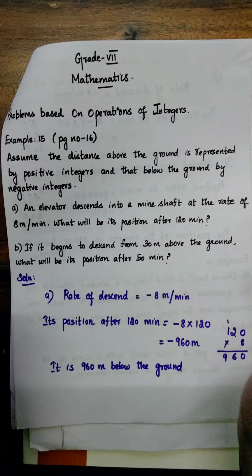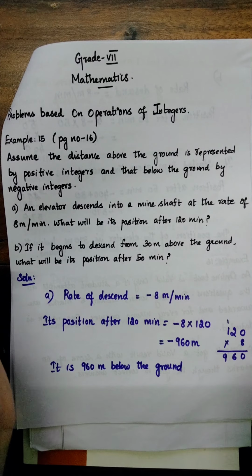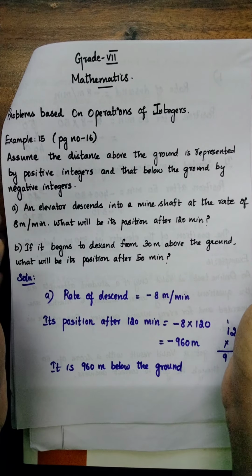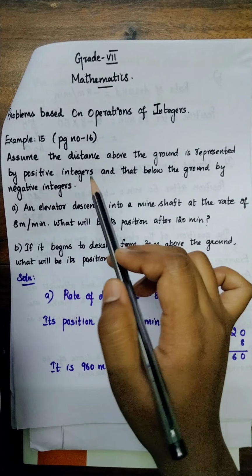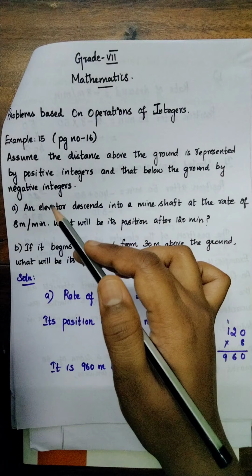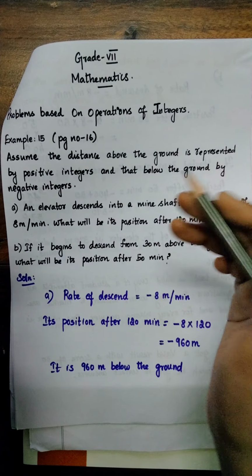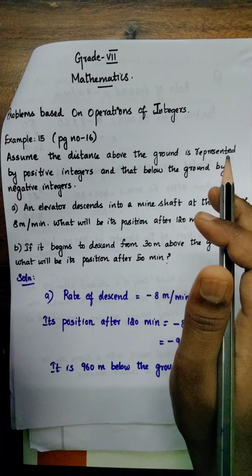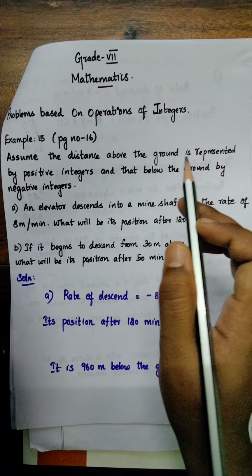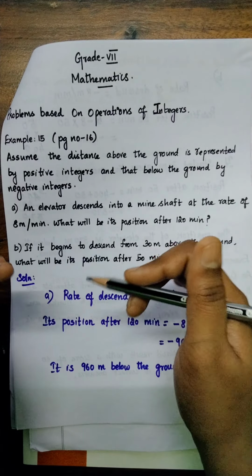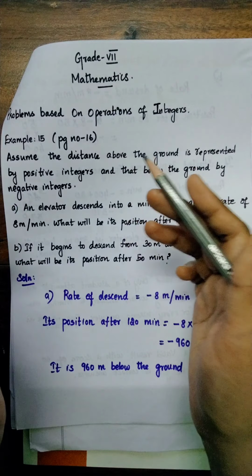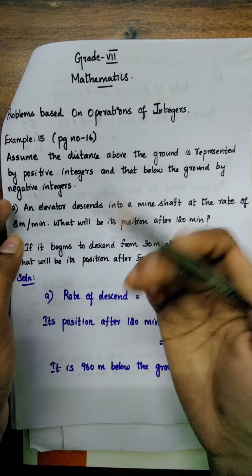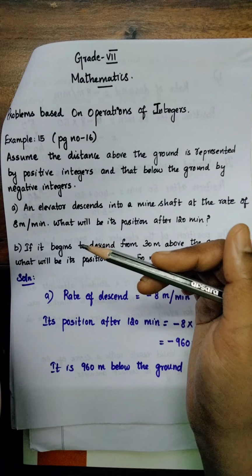Listen carefully. Our first question is example 15. It is on page number 16. Assume the distance above the ground is represented by positive integers and that below the ground by negative integers. Above the ground means we need to represent it by positive integers. Positive integer means a number with a sign plus. Below the ground means negative integers. Negative integer means a number with a sign minus.